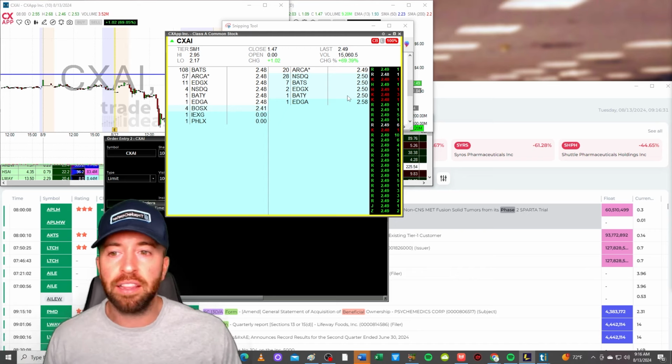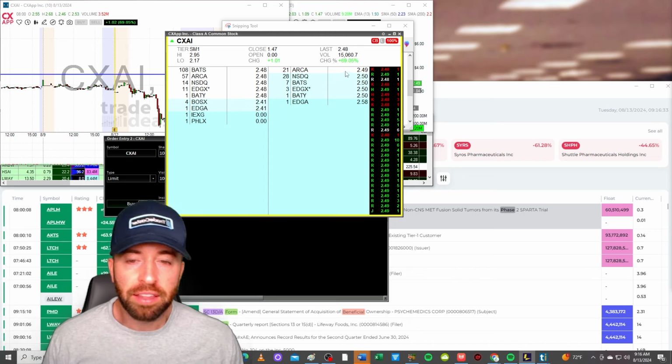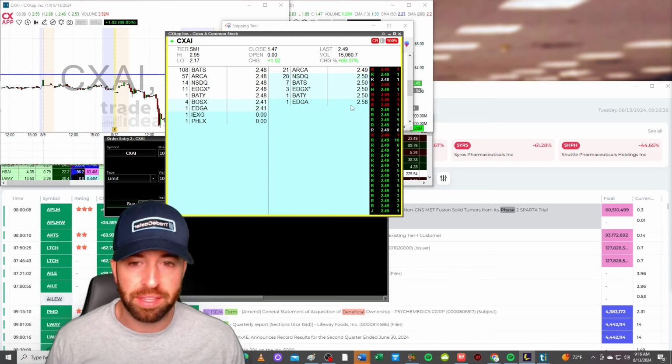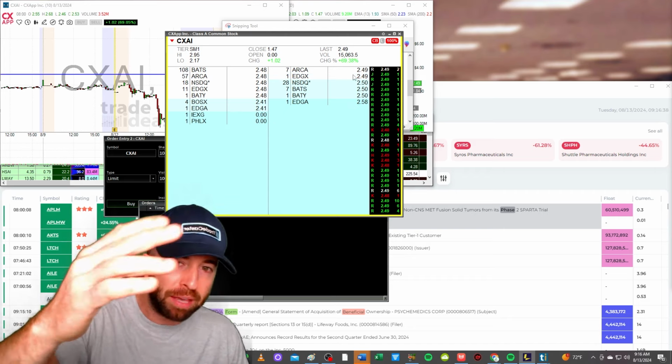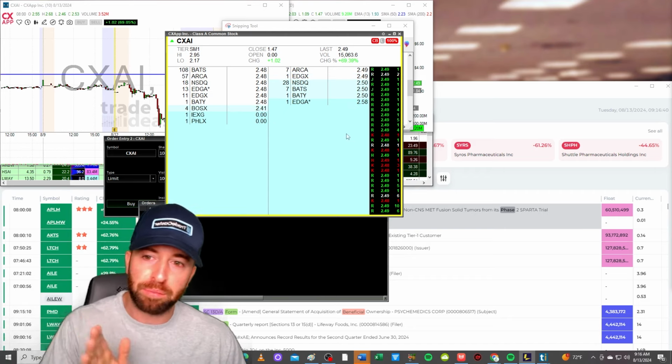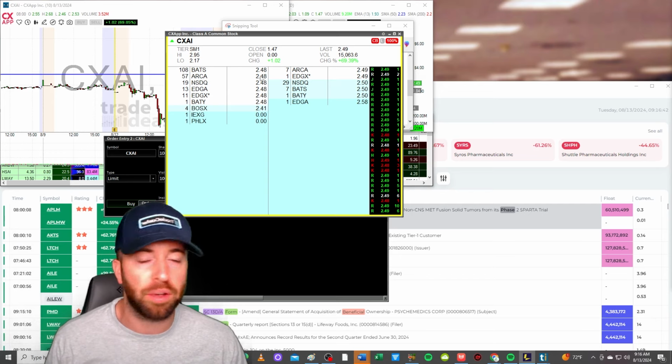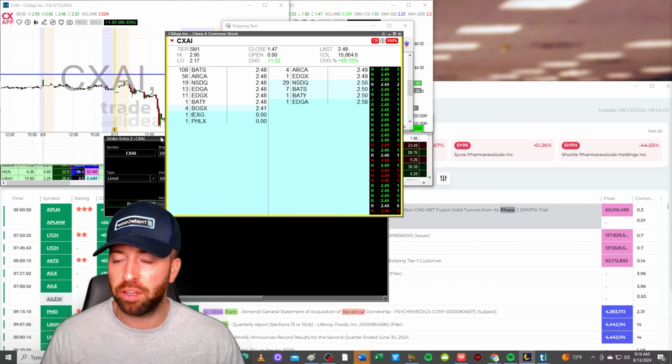So the bids on the left side are going to be the buyers. The ask on the right side are going to be the sellers. I'm getting filled where someone's selling. If I'm selling my shares, I'm selling my shares to someone who's willing to buy them. That's how market orders work.